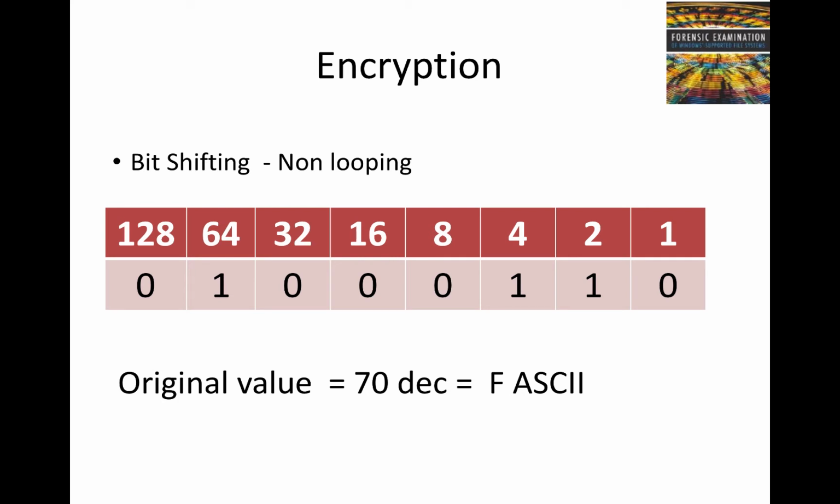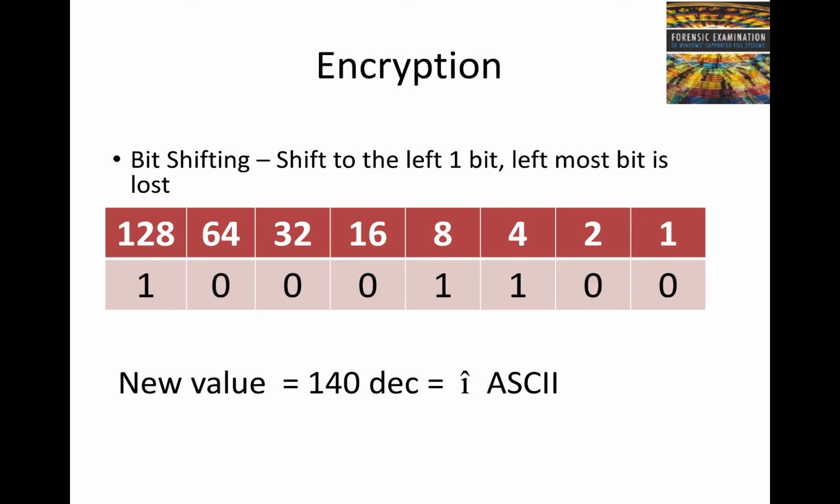So this will make more sense as we start going through this. If we look at this byte of information, originally it's decimal 70, or the letter F in the ASCII table. And again, we get 70 by adding 64, 4, and 2, any of those columns that have a 1 in it. So we've got 0, 1, 0, 0, 0, 1, 1, 0. And we want to alter this or encrypt this information. So we're going to do a bit shift. In this case, we're going to shift 1 bit to the left.